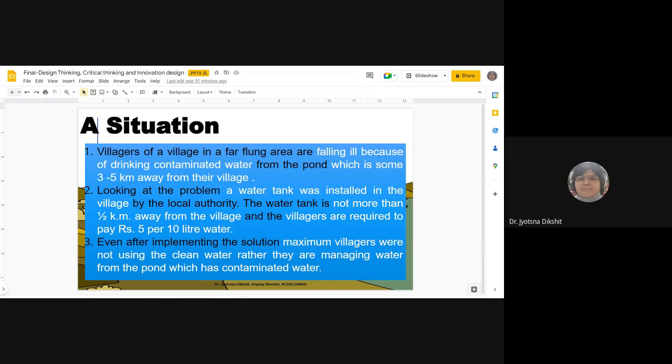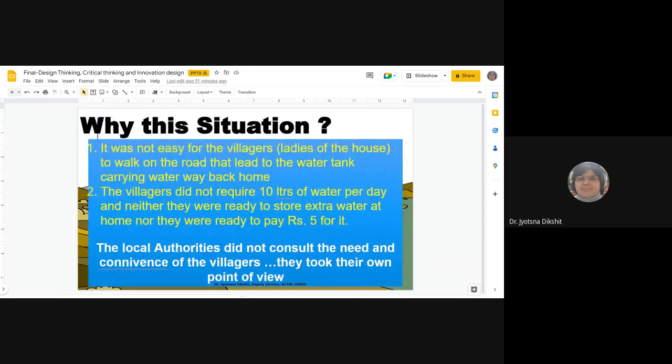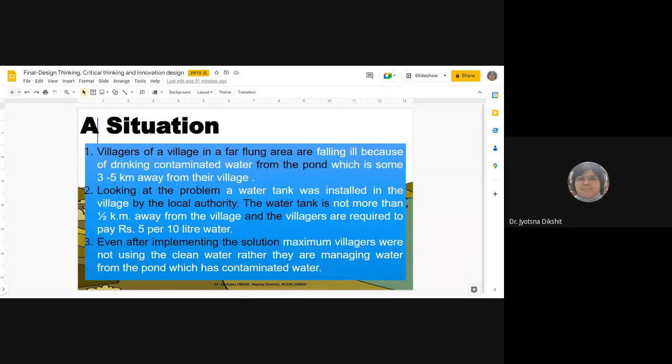But even then, most villagers were not using the clean water; rather, they are managing water from the pond, which has contaminated water. So, why this situation? I just showed you a glimpse of the slide. Now let us discuss. Any one of you, why did this situation arise?